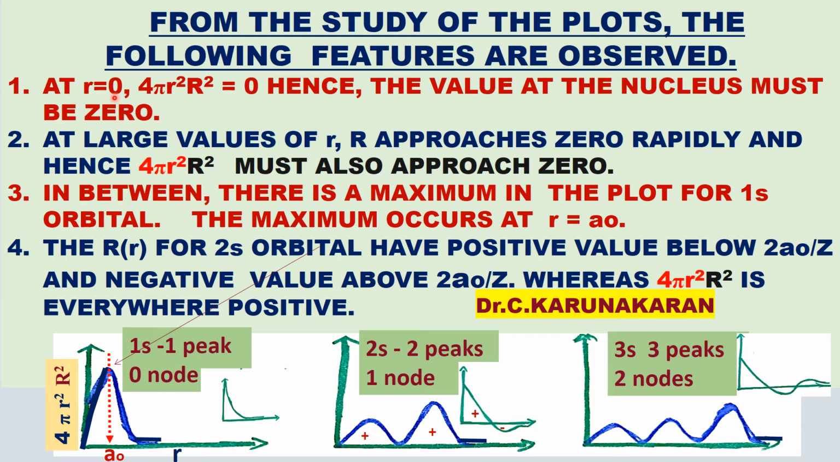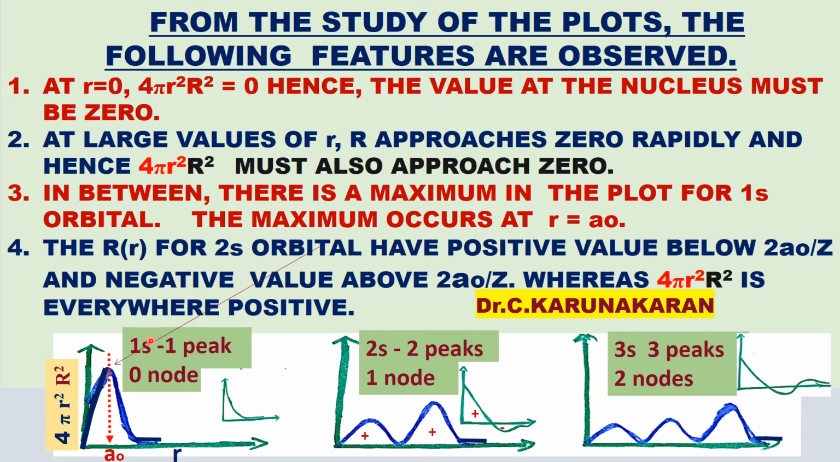At r equal to 0, 4 pi r square equal to 0. Because r equal to 0, the probability of finding the electron is 0. You see here, this is 0. Hence, the probability of finding the electron at the nucleus is 0. It is obvious the electron cannot be present in the nucleus.